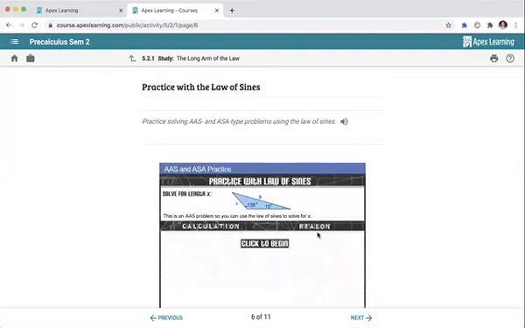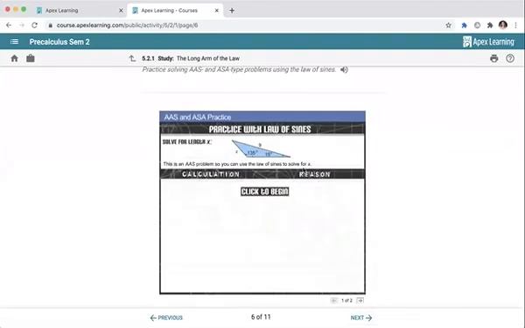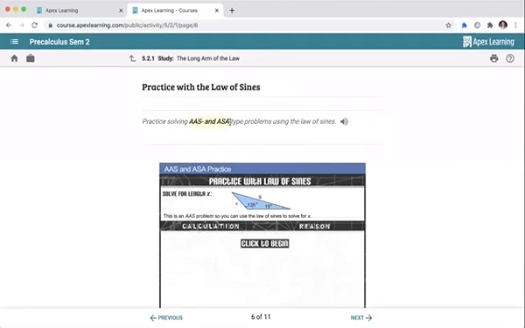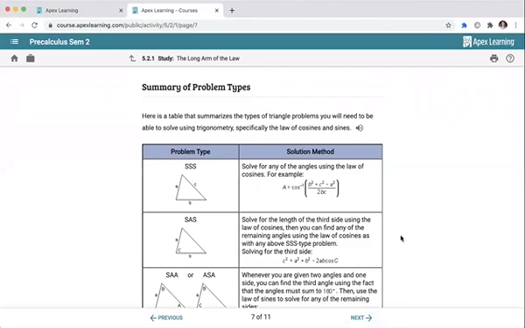Okay, so I will let you practice with law of sines on your own here. Again, the difference is obviously the different equations, but also the type of information that you have. Is it angle, angle, side? Is it angle, side, angle? What's the difference here? Okay, so here is a summary of those types of problems.